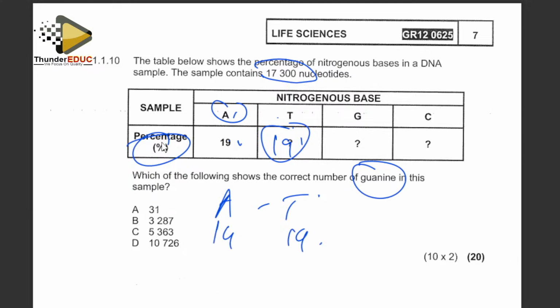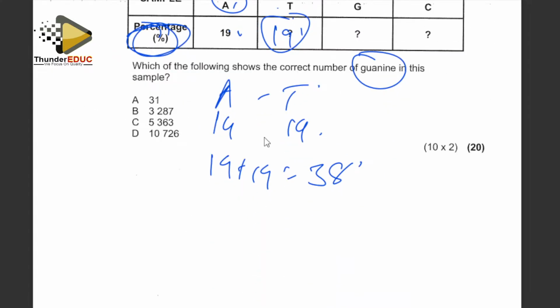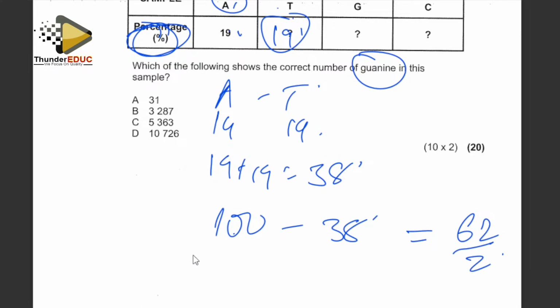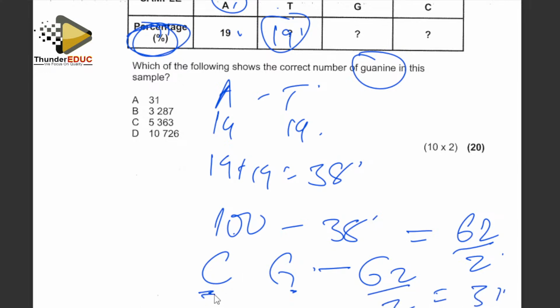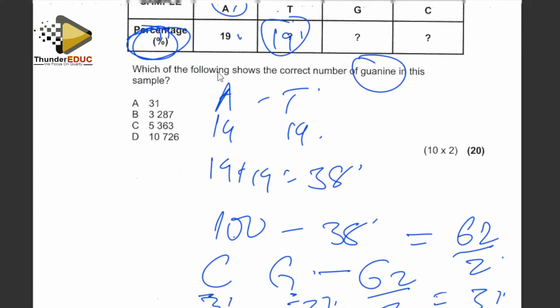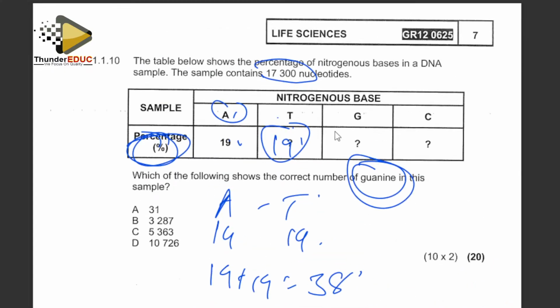Because it is percentage, 19 plus 19 gives me 38. When I combine, remember percentage is 100. 100 minus 38 gives me 62. 62 divided by 2. Why? Because the 62 is for guanine and cytosine, and I need to look for the individuals. So divide by 2, I get 31. This is 31, this is 31. So the guanine they're talking about is 31%.